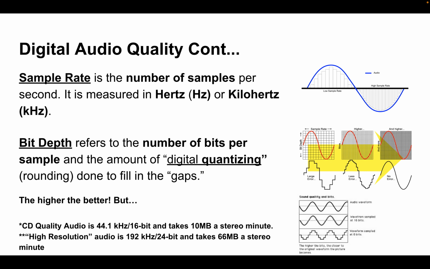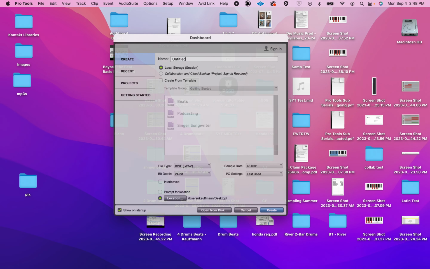The sample rate, and let's take a look at a Pro Tools session just to put this into perspective. When we are creating a session, we have parameters here of sample rate and bit depth. Sample rate goes from 44.1 kilohertz all the way up to 192. So this is thousand, so 44.1 thousand, 192,000. And then we have 16, 24, or 32-bit float, which we won't get into.